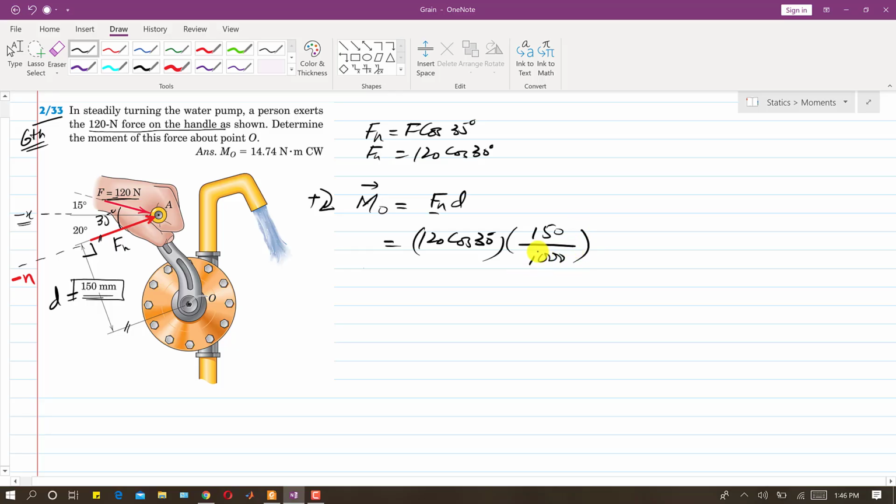If I solve this, it comes out to be 14.74 Newton meter, and since we have assumed that this is the positive direction, this is the clockwise moment, right? So this is the clockwise moment, we can write clockwise, right? So this is the solution of this problem.